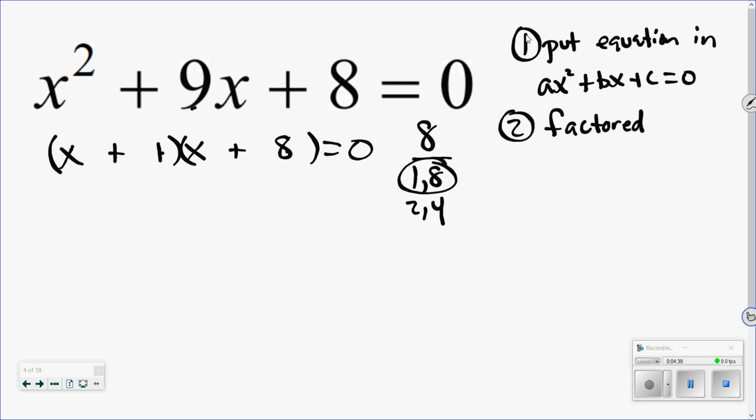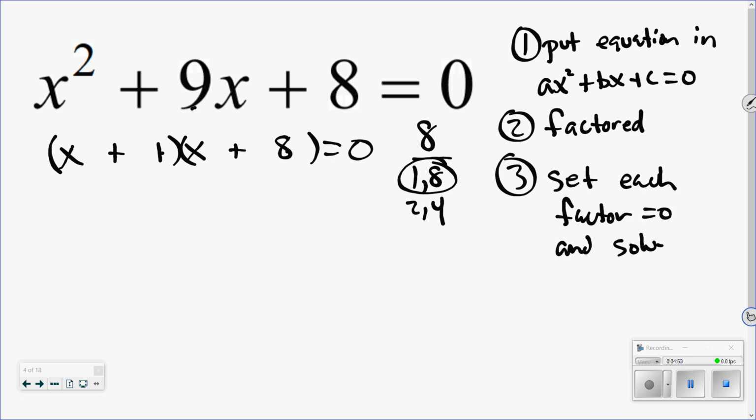Okay, so now that was step number 2. I got it in its factored form. Step number 3 is to set each factor equal to 0. So set each factor equal to 0 and solve. So let's do that here.